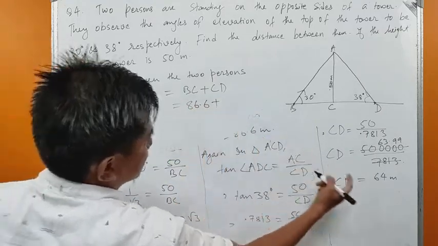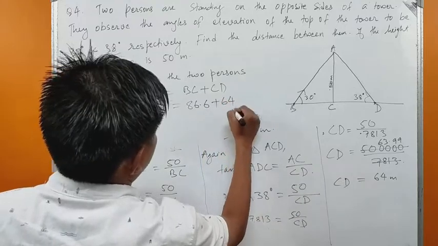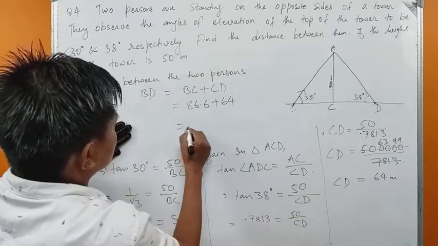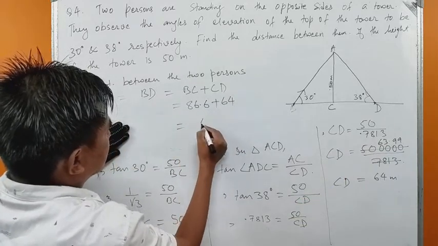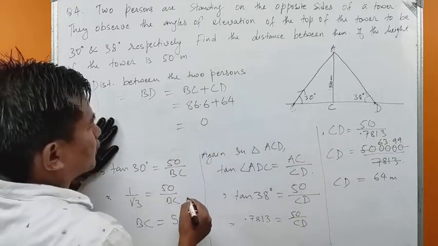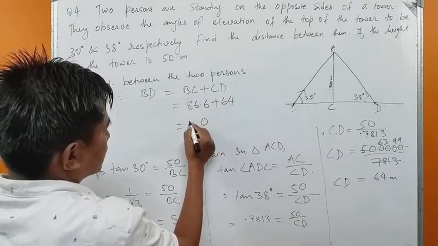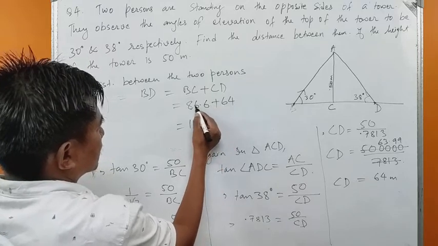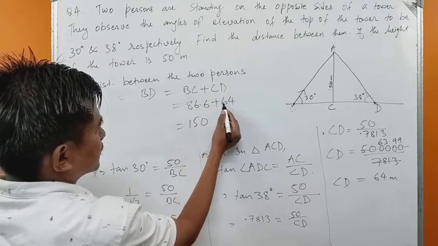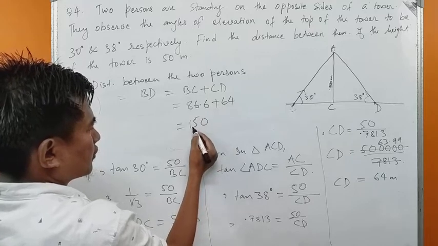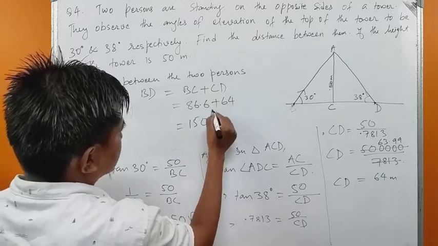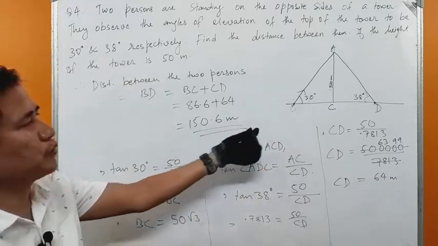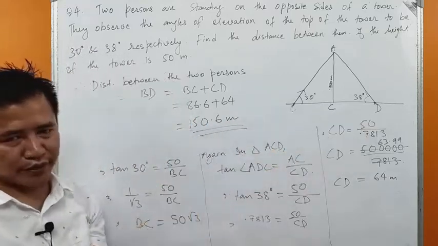86.6 plus CD is 64, or 63.9, and you can write this also, approximately. So this becomes 4 plus 6 is 10, 8 plus 6 is 14, 14 plus 1 is 15, isn't it? 4 plus 6 is 10, 8 plus 6 is 14, plus 1 is 15.6, 150.6 meters. Therefore the distance between the two persons BD equals 150.6 meters.